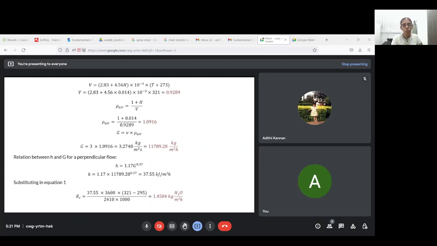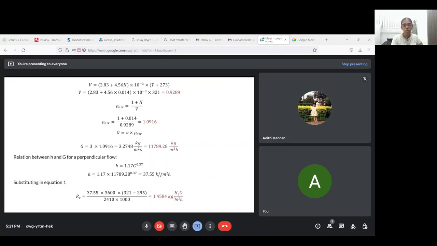To convert it into per hour basis, which we require for our final answer, we'll again multiply by 3600. So 3600 into (T minus TW), where T is the temperature of your inlet air and TW is the wet bulb temperature, divided by your lambda. Lambda is given in kilojoules, so you need to convert it into joules. So 2410 into 1000 will be your latent heat of vaporization. When you substitute these values inside the equation that we discussed in the previous slide, you will get the value of 1.4584 kg of H2O per meter square hour.